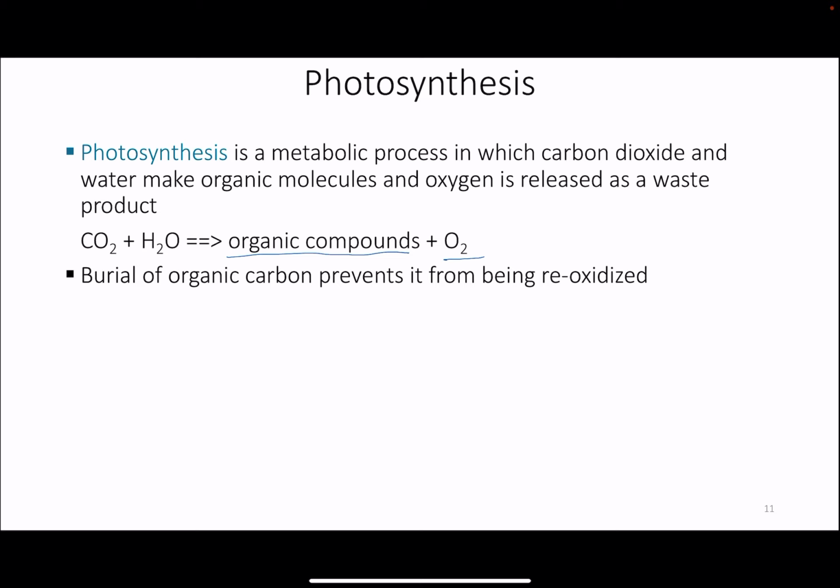And so it's not just photosynthesis that you need in order for oxygen to build up in the atmosphere. You need photosynthesis and you need the organic carbon or material to be buried. And by burying it, you prevent it from being reoxidized so that this oxygen sticks around in the atmosphere. And so it's actually these two things that lead to oxygen building up in the atmosphere.